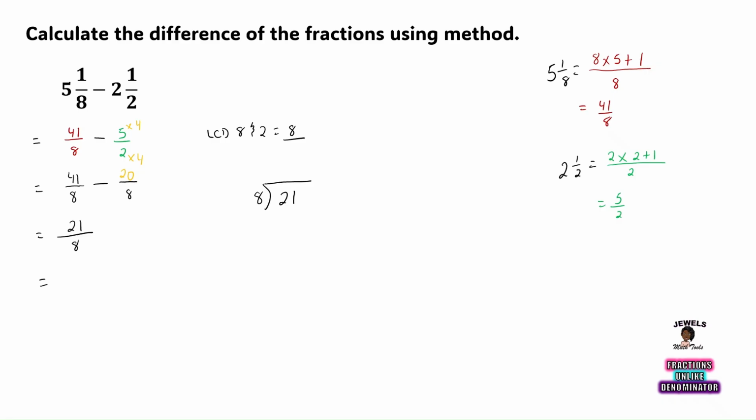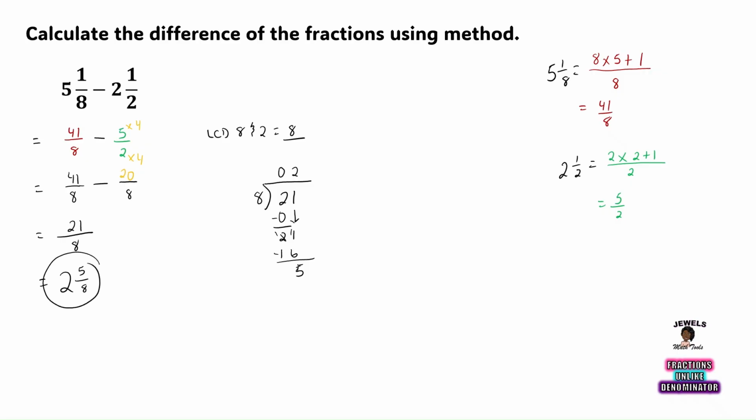So 8 can't divide into 2 since 2 is smaller than 8. 8 times 0 will equal 0. 2 minus 0 will equal 2. We'll bring down our 1, changing 2 into 21. 8 divides into 21 twice. 2 times 8 is equal to 16. And when 21 subtracts 16, we have a difference of 5. So my mixed fraction is going to be 2 wholes, and we have 5/8 as our fraction.